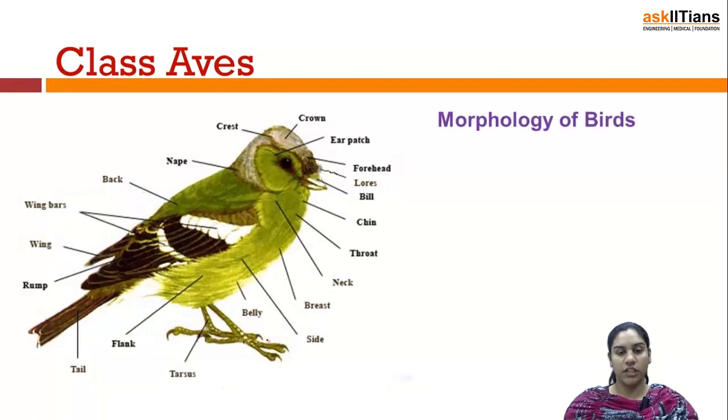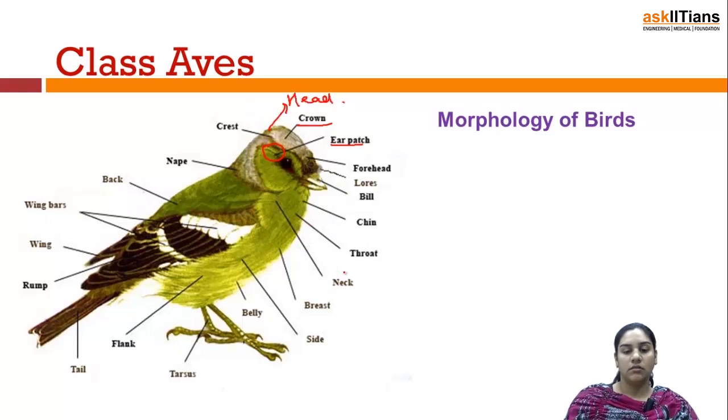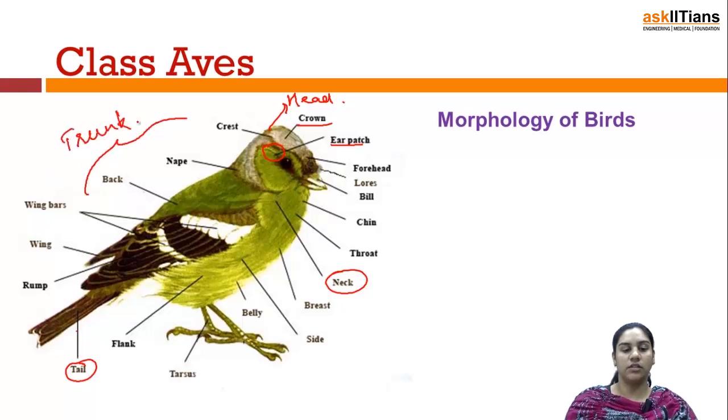This shows the morphology of the bird, in which you can see the crown region. There is an ear patch just behind the eyes of the bird, and this is the head portion. A neck is also shown here. This is the tail region, and this region is the trunk region. You can also see here that the hind limbs are scaly.